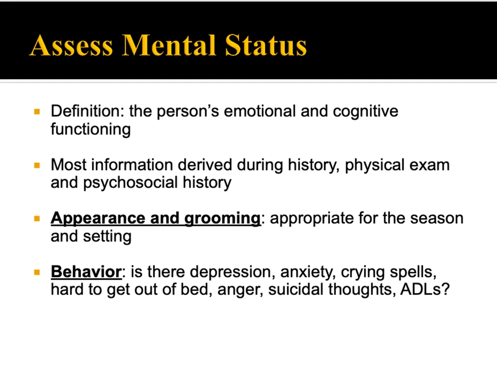So, assessing mental status. This is the person's emotional and cognitive functioning. There are all kinds of tools, from just simply asking about orientation and making sure that the patient is oriented and appropriate for the context and situation, to doing screenings. So there are all kinds of ways that we can gather this information. Most of the information is through the history, physical exam, and the psychosocial history.